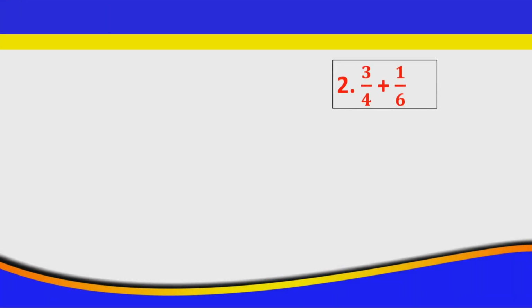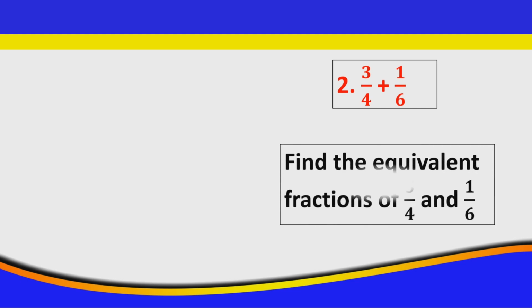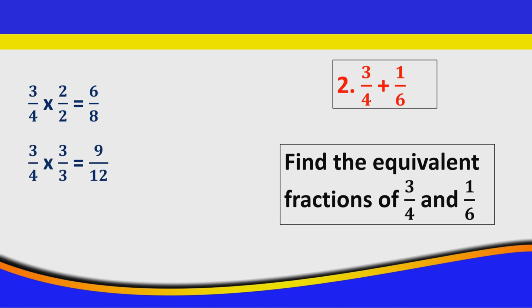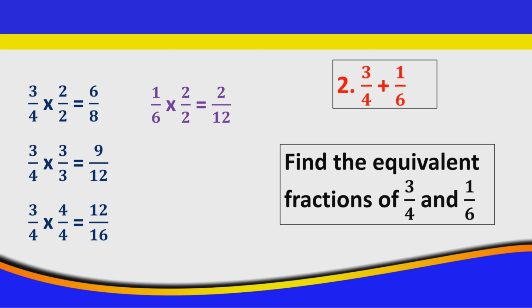How about 3 over 4 plus 1 over 6? Let's follow the same process. First, we get the equivalent fractions of 3/4 and 1/6. So we multiply 3 over 4 by 2 over 2, you have 6 over 8. By 3 over 3, you have 9 over 12. And by 4 over 4, you have 12 over 16. Let's do 1 over 6. Multiplying it by 2 over 2, you have 2 over 12. Multiplying it by 3 over 3, you have 3 over 18. And multiplying it by 4 over 4, you have 4 over 24.